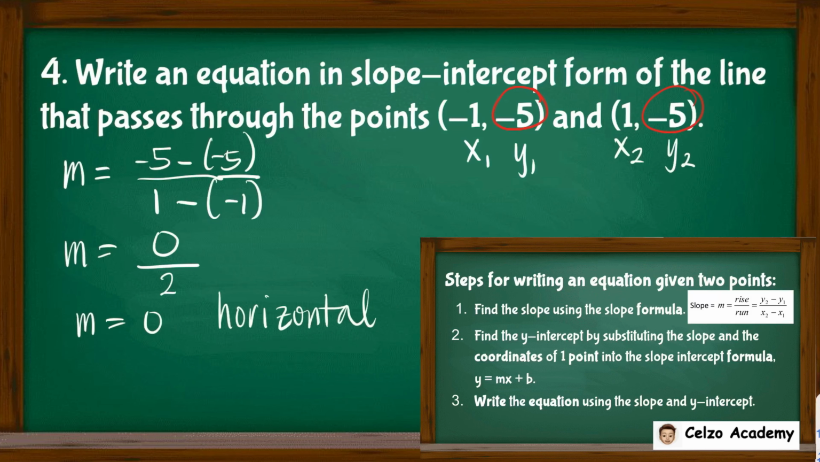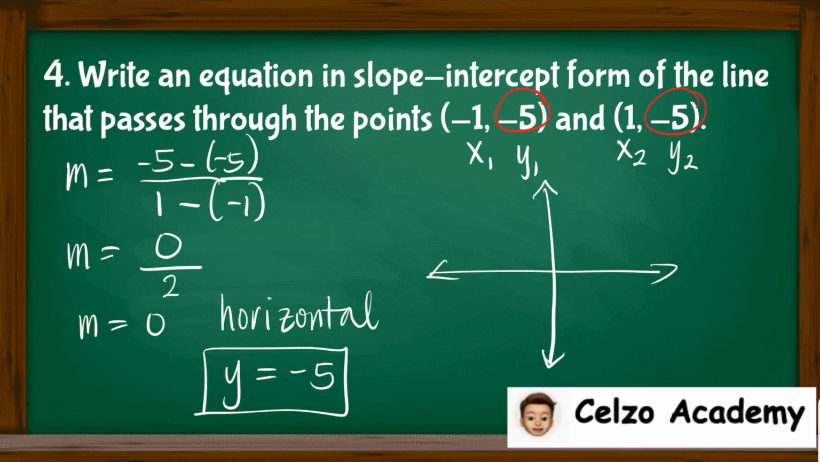And if it is a horizontal line, the equation will always be y is equal to the y-coordinate, and the y-coordinate here is -5. Graphing these points, -1, -5 is approximately at this point, 1, -5 also here, and if we draw a horizontal line, this means that this horizontal line will have a y-intercept of -5. So indeed, the equation for this line is y equals -5.